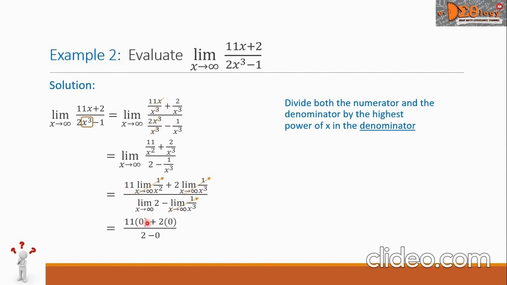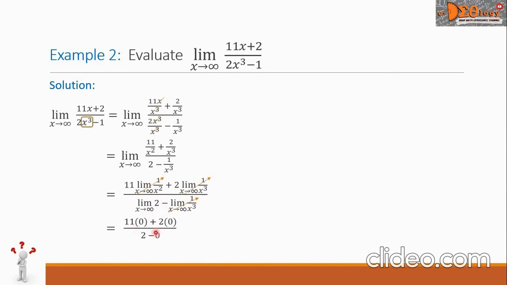11 times 0 plus 2 times 0 all over the limit of 2 as x approaches infinity is equal to 2 minus 0. Simplifying further, 11 times 0 plus 2 times 0 will be 0 plus 0 all over the 2 minus 0 is simply 2. And this is equal to 0 over 2, and the quotient is simply 0. This is our final answer.